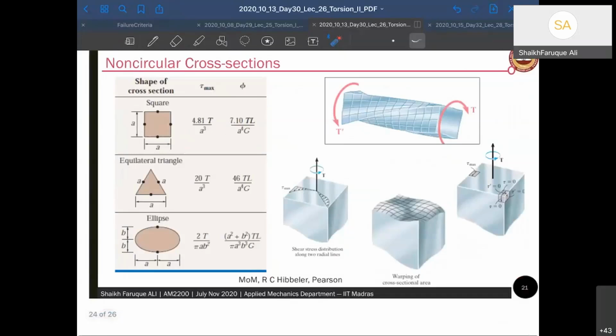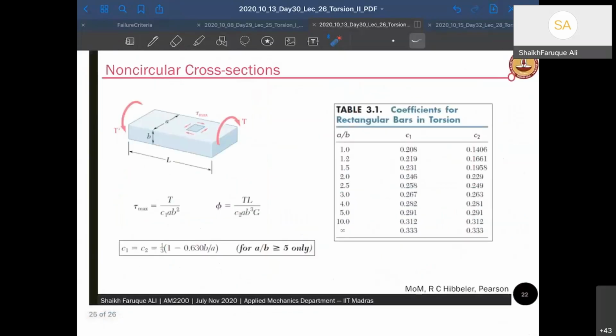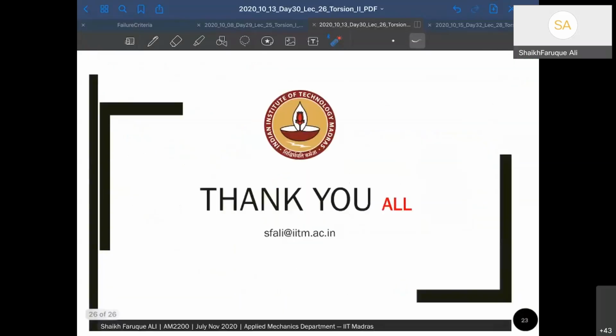A problem can be of this kind: there is a torque T given on the member, and this is a square section. What will be its tau max? So tau max will be T by C1 A B square, where A and B you have to find from the formula, and C1, C2 will come from a table. So don't worry, the values will be given. Only thing is you have to remember the formula. Other than that, there is no issue with this kind of problems. Okay, so with that, I'll stop.